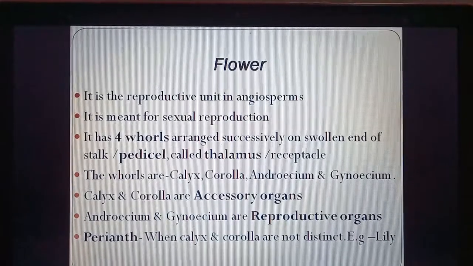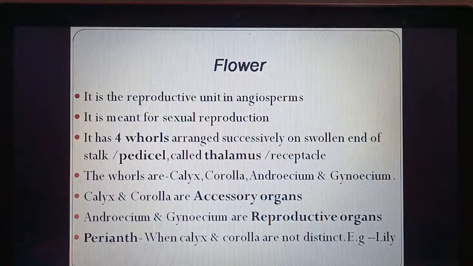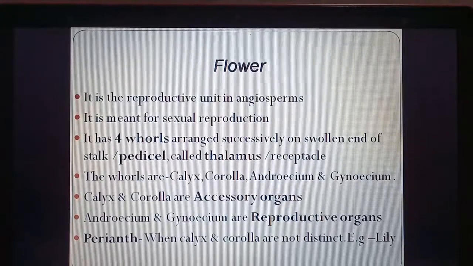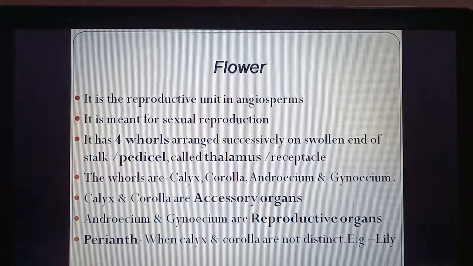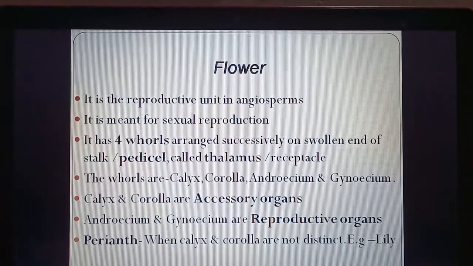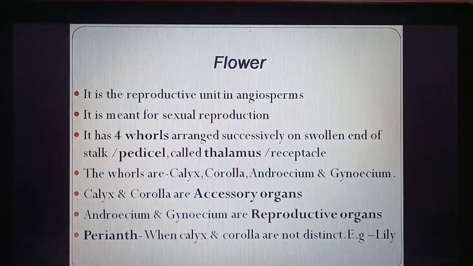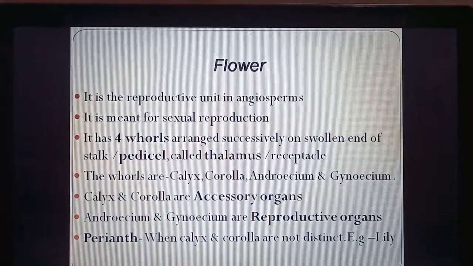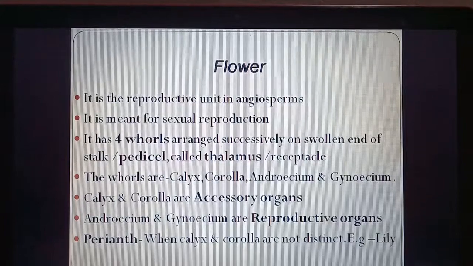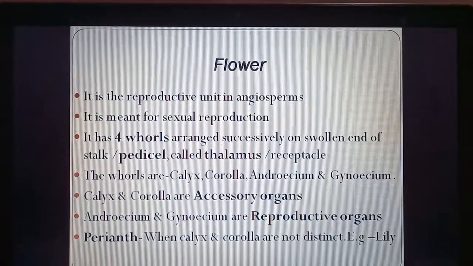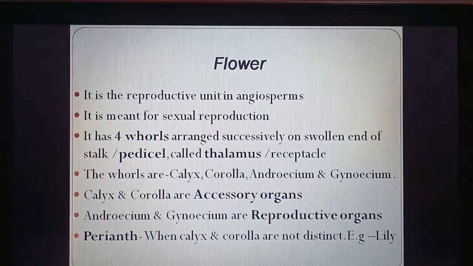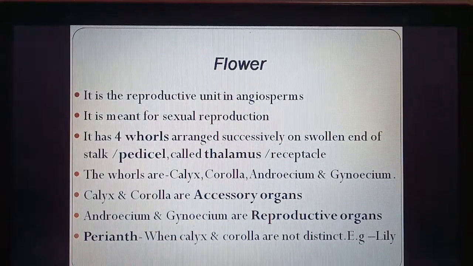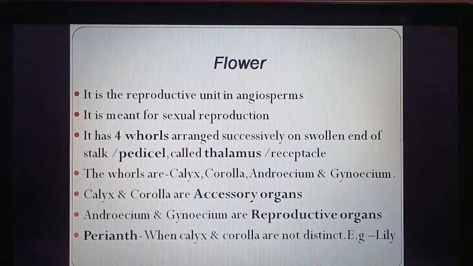Now in some plants another structure is formed which is called perianth. So what is a perianth? When the calyx and corolla, or the sepals and petals, are fused, they form structures called tepals. And the whorl of tepals, or the circle formed by tepals, is called perianth. Example is lily. So we cannot identify the sepals and petals in lily because they are fused.